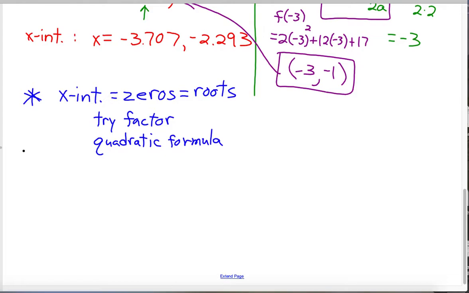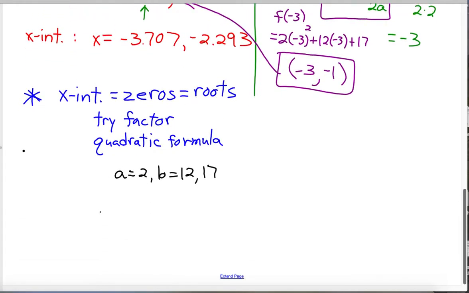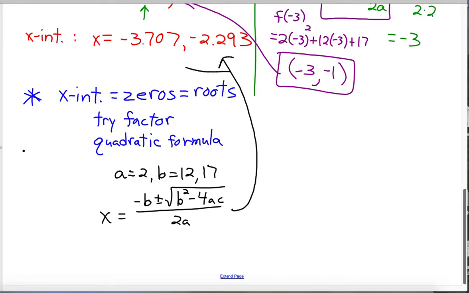And just as a refresher on that, your a was equal to 2, your b was equal to 12, and your c was equal to 17. So the x-intercepts are going to be x equals the opposite of b plus or minus the square root of b squared minus 4 times a times c, all over 2a. And so you'll plug those numbers in and simplify as much as you can. And if you use a calculator after you simplify it, you should get these 2 decimals.